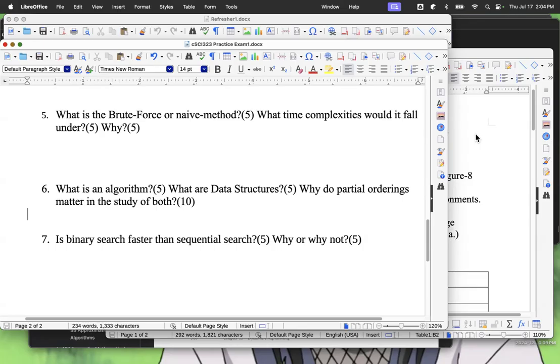Any answers? None. Okay, I'll leave that one on the cutting room floor for now. What is an algorithm and what are data structures? All right. So what's an algorithm? What are data structures? Why do partial orderings matter in the study of both?